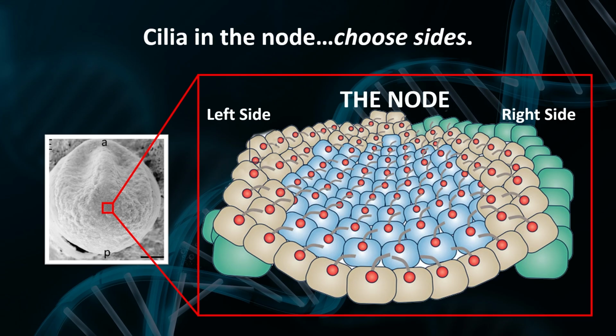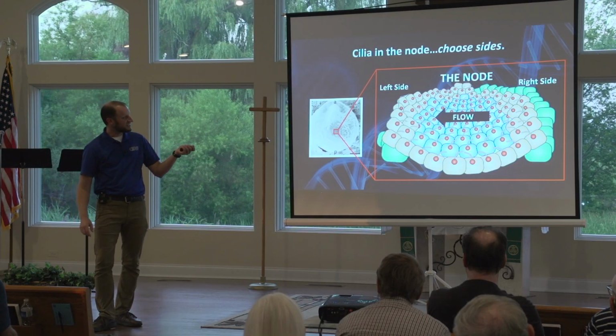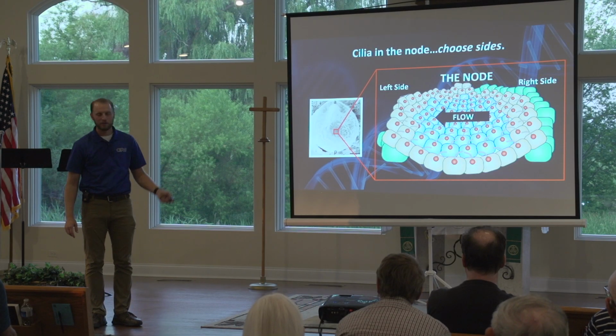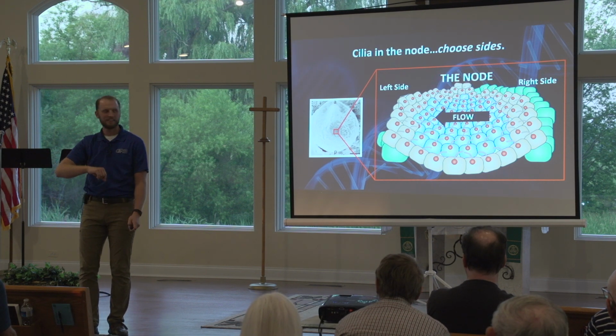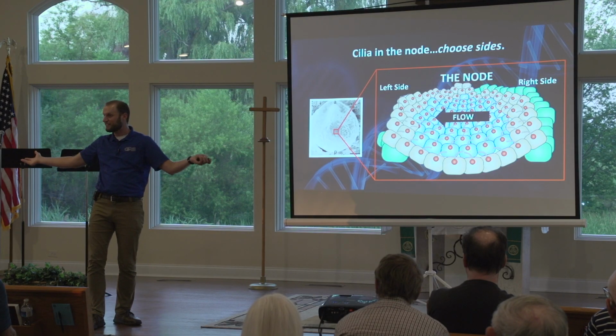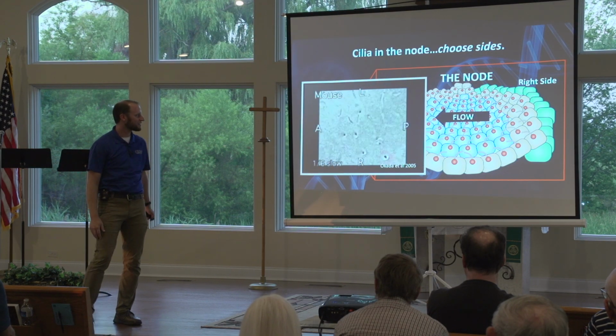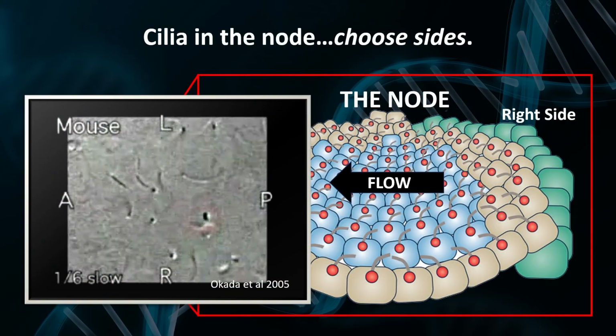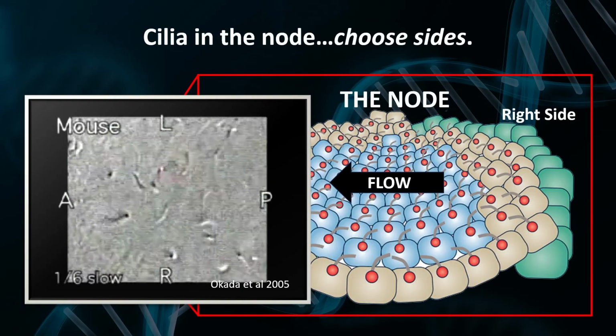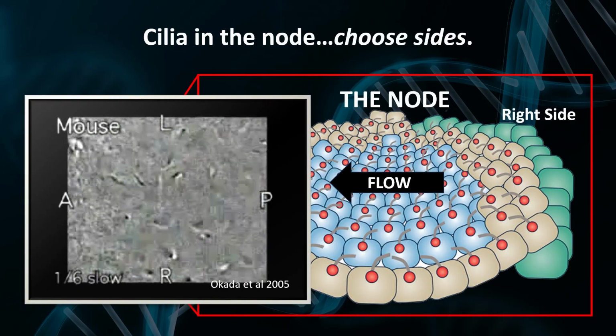And they all start spinning in the same direction. When you start spinning in the same direction, what does that create? It creates a flow of molecules in one direction but not the other. And it sends a signal over to the left side of the embryo, and it tells the left side to become the left side. If you remove those, it doesn't know which side is which, all because of those tiny little cilia. This is a paper that published a video of these little cilia spinning in the node. That's what they look like.